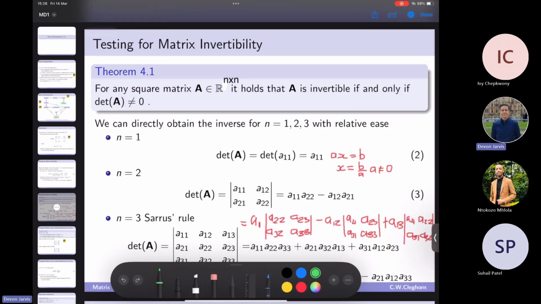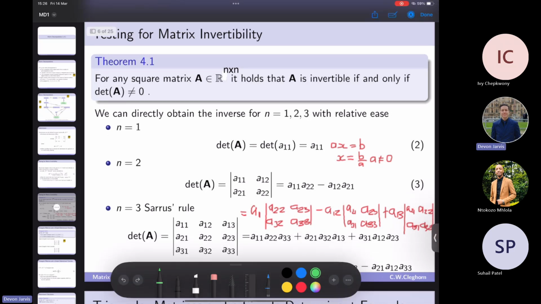In that sense, if I started in 2D, my area became 0. I sit on a line. If I started in a cube, I've gone to a square. I had volume. I now only have area. So my volume is 0. Okay. So theorem 4.1 says that for any square matrix that is an n by n matrix, it holds that A is invertible if and only if the determinant is not 0.